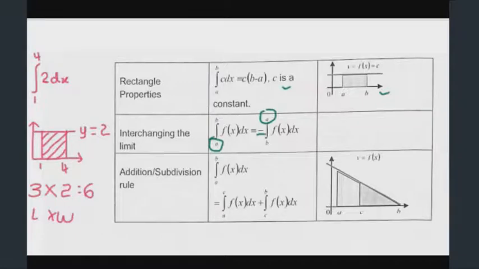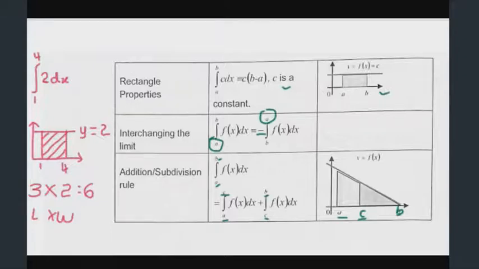Okay, then we have the addition or subdivision rule. So here we have an integral from a to b, and in the graph also from a to b. Let me write this clearly. So this is b and this is c. If I split the integral from a to b at c, it will be another integral from a to c, and from c to b. So it will be the integral from a to c plus the integral from c to b.